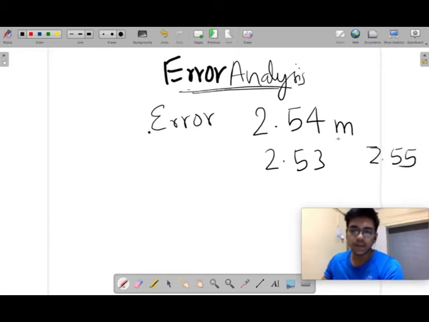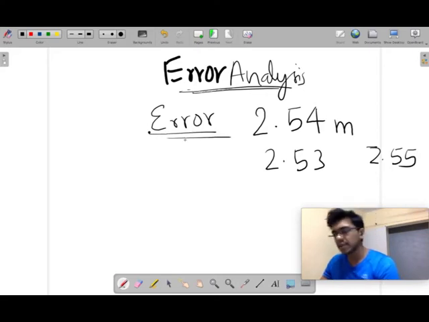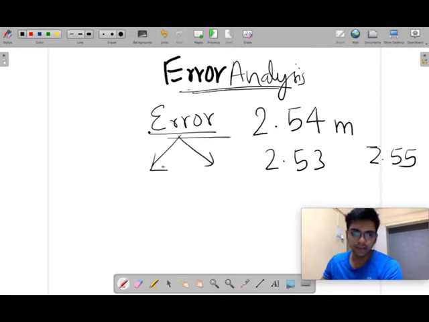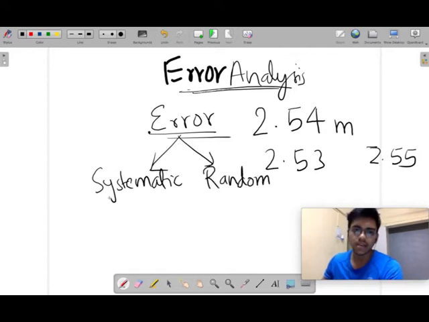So this could be due to many reasons. One common reason is human error. You look at a particular scale from one direction, you will say it's 2.53, and from the other direction you may say it's 2.55. So this is what you call a human error. Now, in any experiment that you do, there's going to be error. What we usually do is broadly classify error into two categories. One type of error is what we call systematic error, and the other one is called random error.